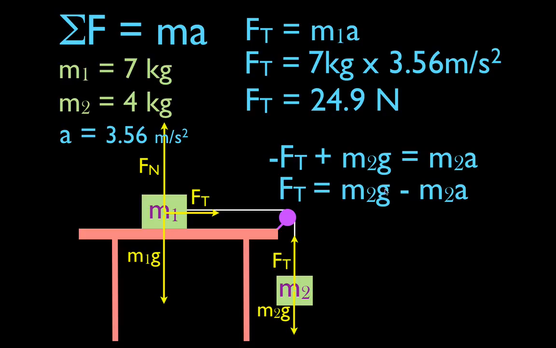This g is 9.8 meters per second squared. This a, this acceleration, is 3.56. And if you do that, you also get 24.9 newtons. Okay, you can see the forces are equal in magnitude, but opposite in direction. All right, so that's the whole thing. That's the acceleration and the tension.